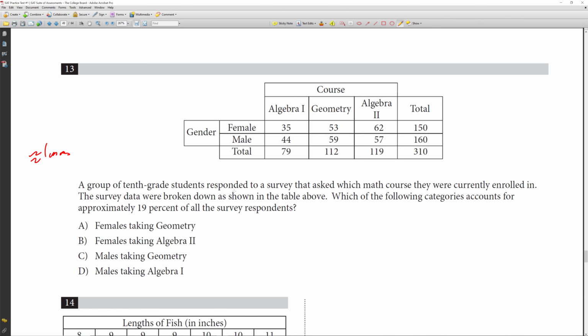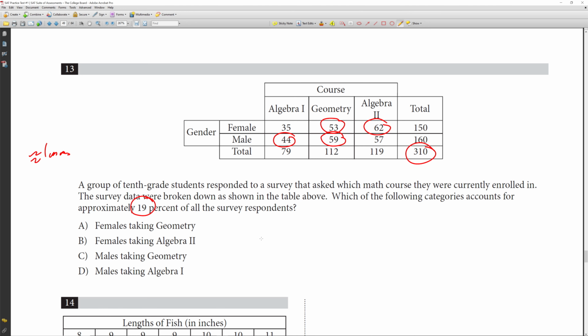A group of 10th grade students respond to a survey that asks which math course they were currently enrolled in. The survey data were broken down as shown in the table above. Which of the following categories accounts for approximately 19% of all the survey respondents? So we're looking at females taking geometry, which is this number, females taking algebra 2, which is this number, males taking geometry, which is this number, and males taking algebra 1, which is this number. So this is the total that we need to look at. So we're looking at what gives me closest to 19%.